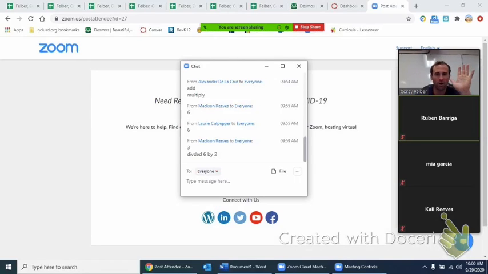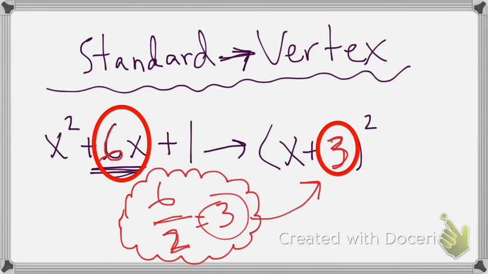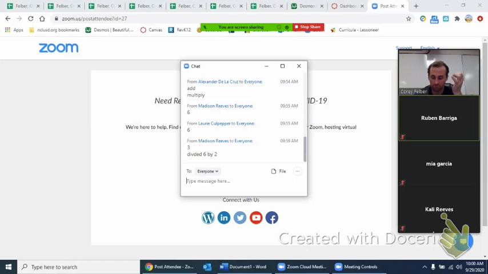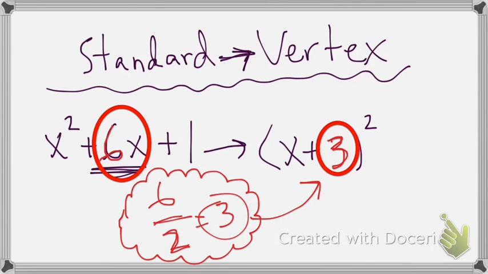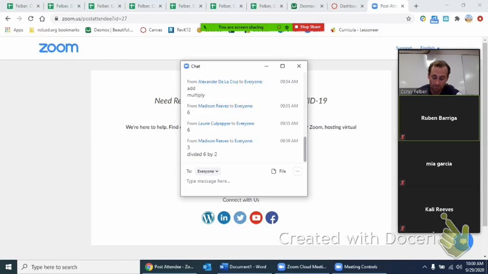Questions at all so far on why it's a plus 3 inside? Okay, so now, if this were a perfect square right here, what would we do to get the ending number? What would we do with the two 3s to get the ending number? Multiply them, right? Same thing we just did on the last problem.